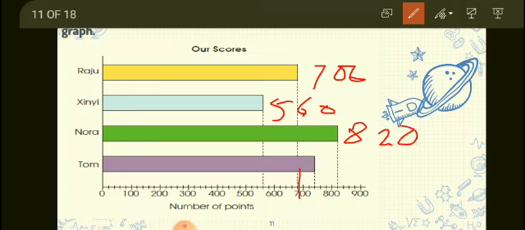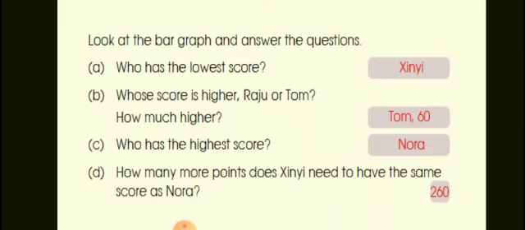And what is Tom's score? It is 700, 720, 740 and 730. Now through this information you can answer the questions. Who has the lowest score? Zini. Whose score is higher, Raju or Tom? Definitely Tom. And how much? 60. Who has the highest score? It's Nora. How many points did Zini need to have the same score as Nora? It is 260. When 260 is added to Zini's score, it becomes Nora's.